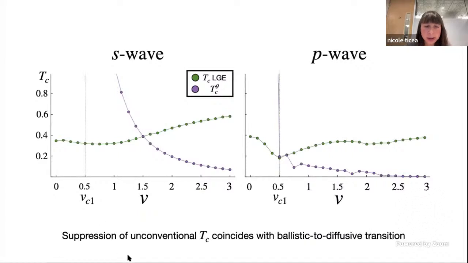So to summarize, suppression of unconventional T_C coincides with this ballistic to diffusive transition, which was the same behavior that we observed in the original calculation that we did looking at the uniform static pairing susceptibility.